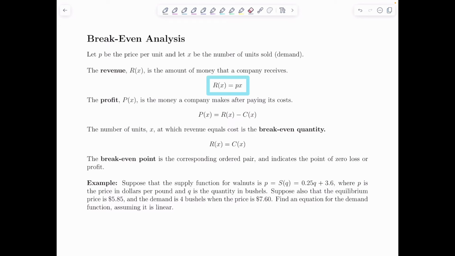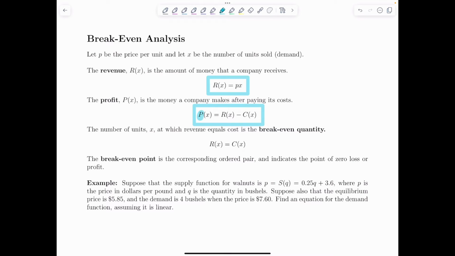That's revenue. Profit, P of X, is the money a company makes after you pay your costs. So revenue is everything that comes in from all your sales, but profit is your net gain. So you have to take your revenue and subtract the cost function from it. So P of X is R of X minus C of X.